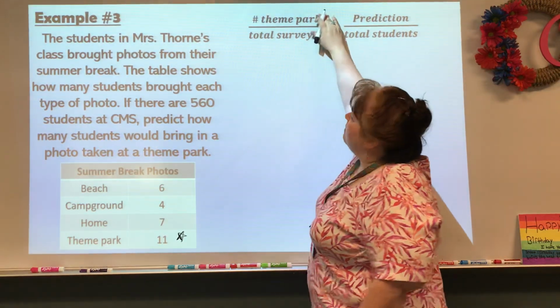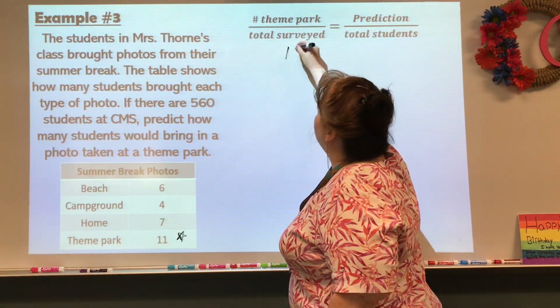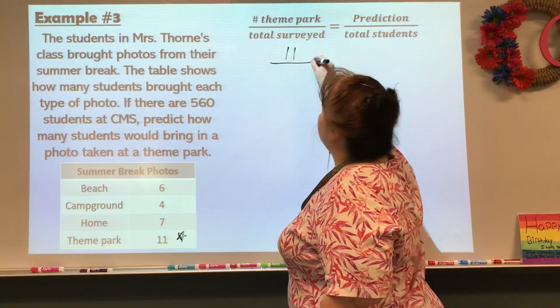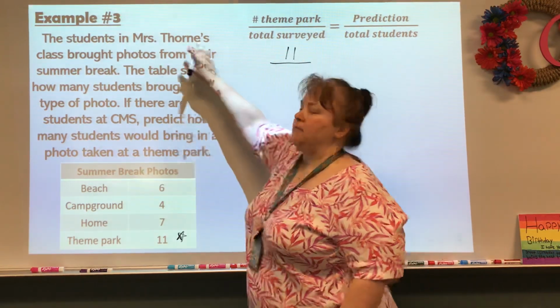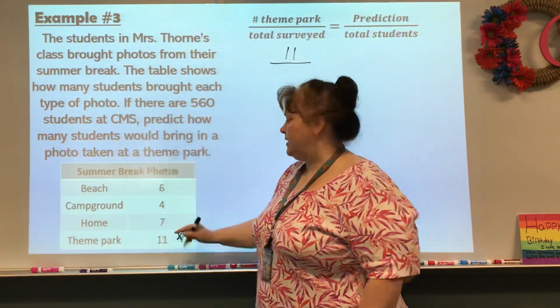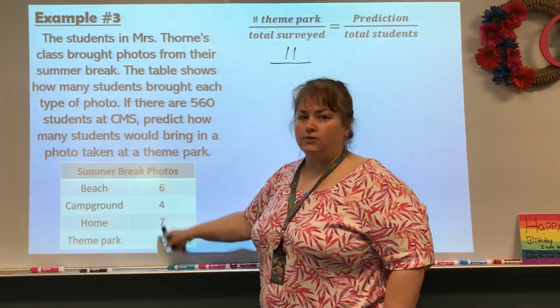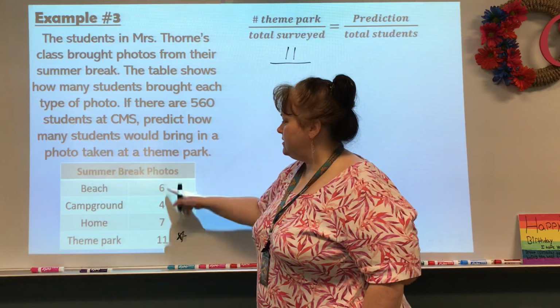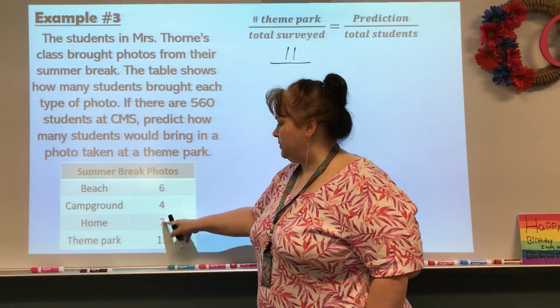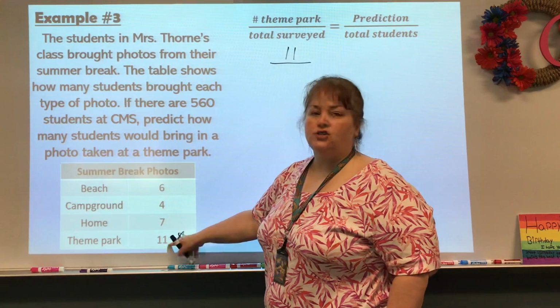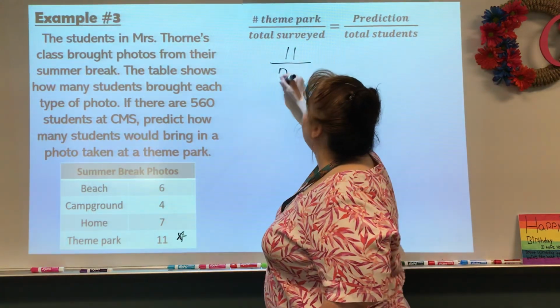So we're going to have the number who picked theme park, which is 11, over the total surveyed. Well, it doesn't tell me how many were surveyed. So that means I have to add my numbers in my table. So 6 plus 4 is 10, and then 10 plus 18 is 28. So I have a total of 28.